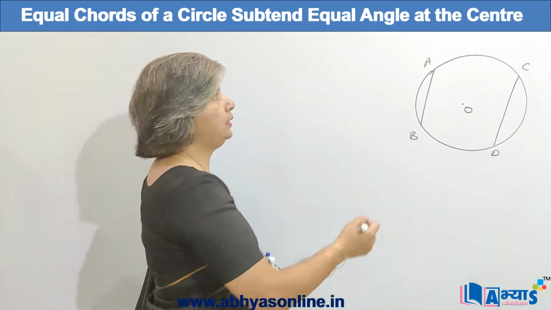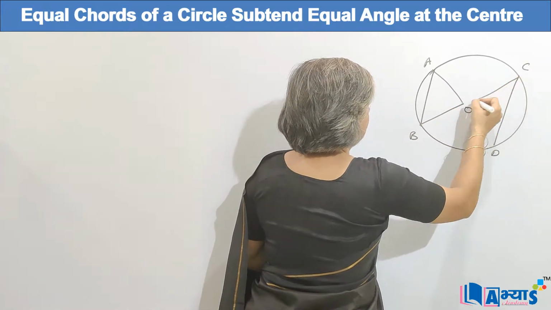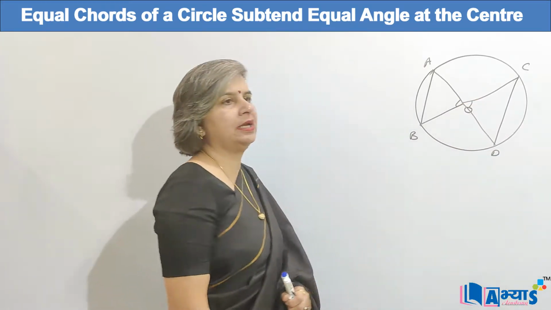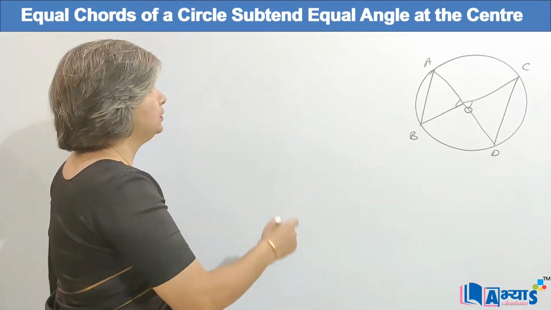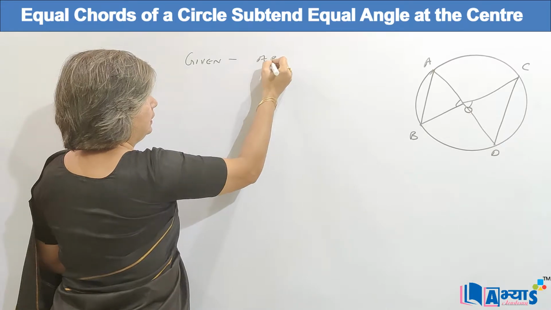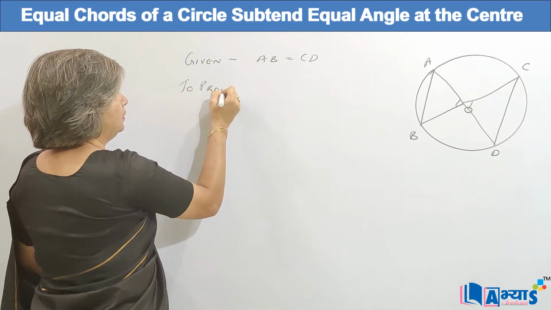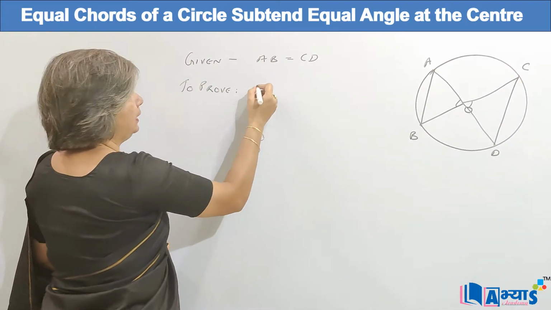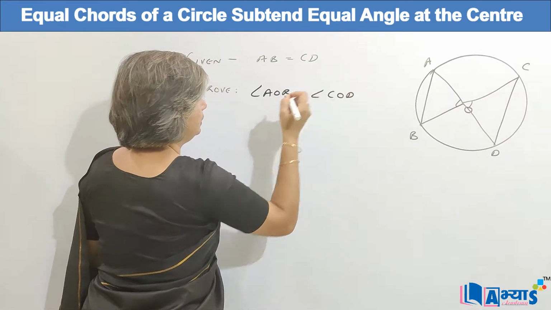And we have to prove that angle AOB and angle COD, this angle is equal to this angle. That means equal chords will subtend equal angle at the center. So that means we are given that AB is equal to CD and we are to prove that angle AOB is equal to angle COD.